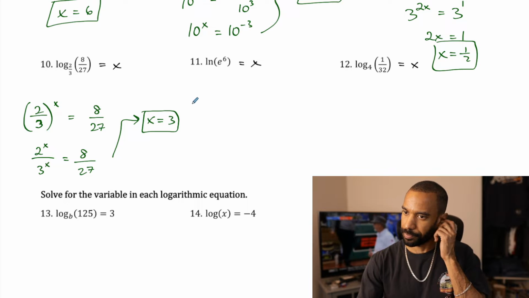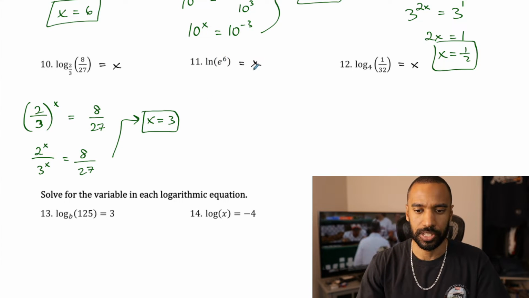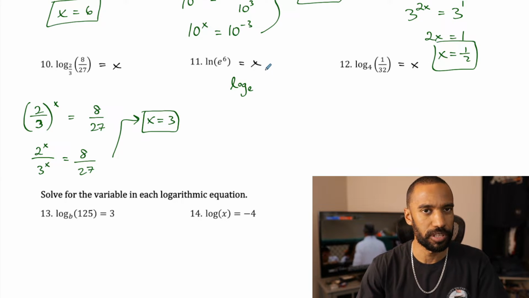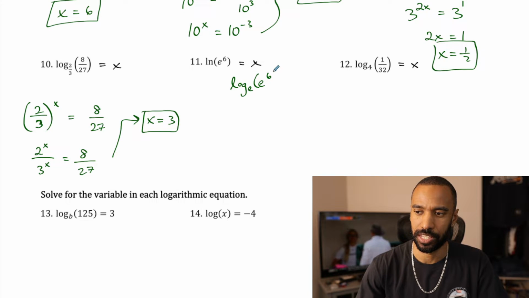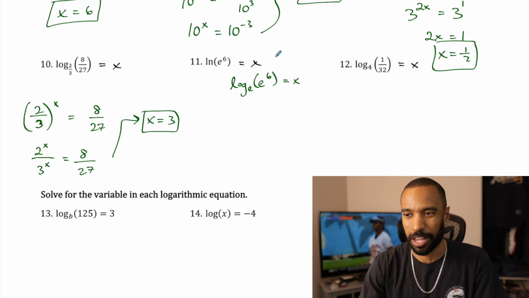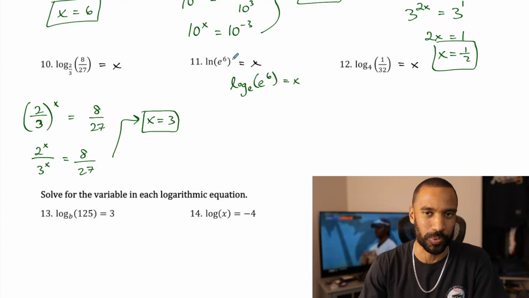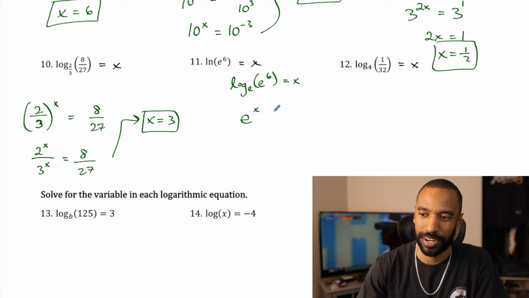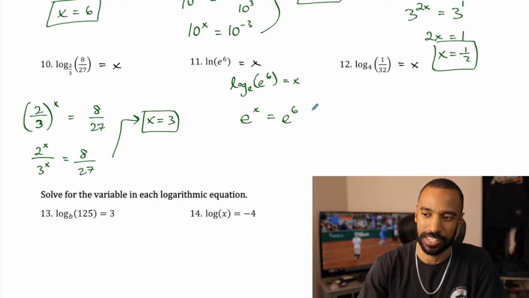That's the answer there. Natural log of e to the 6th equals x. If it does help you to have that little rewrite, and I probably won't do this much in the future, log base e of e to the 6th equals x. Natural log is log base e. This one's interesting. A lot of people have trouble with this, and there are other ways we're going to do this in the future anyway. This asks, e to what power gives you e to the 6th power?